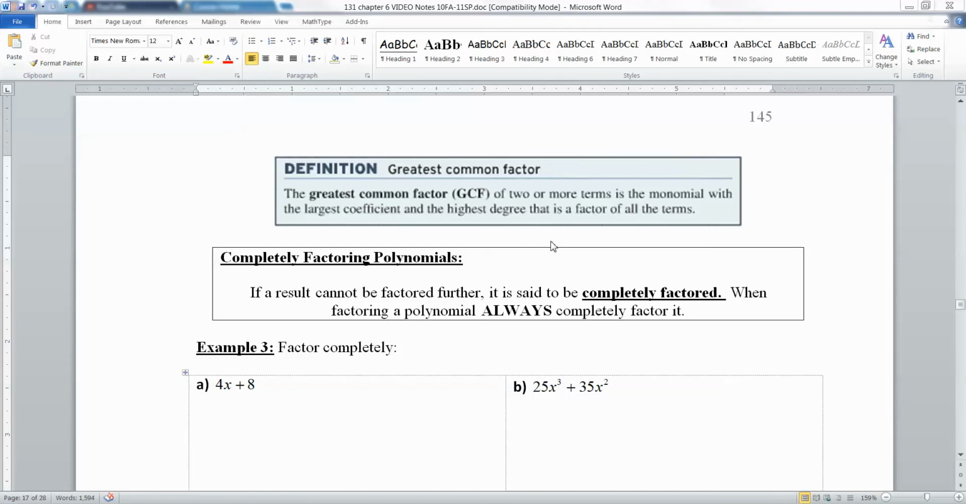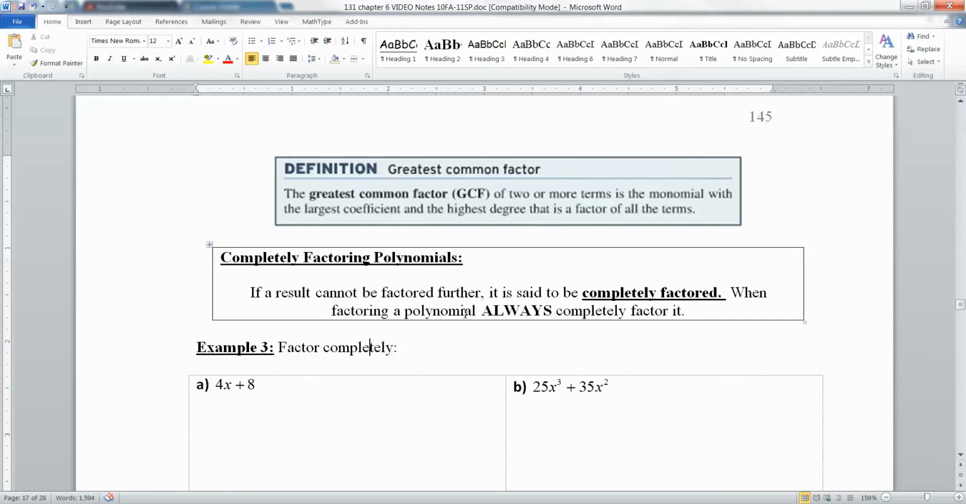So what is it? It says what it is right in the definition. Greatest common factor. Factor meaning it's a factor of the terms, meaning it multiplies into those terms. Common means it multiplies into all of the terms. It's common to every one of the terms. And greatest means you want to go for the largest coefficient and the highest degree that is possible.